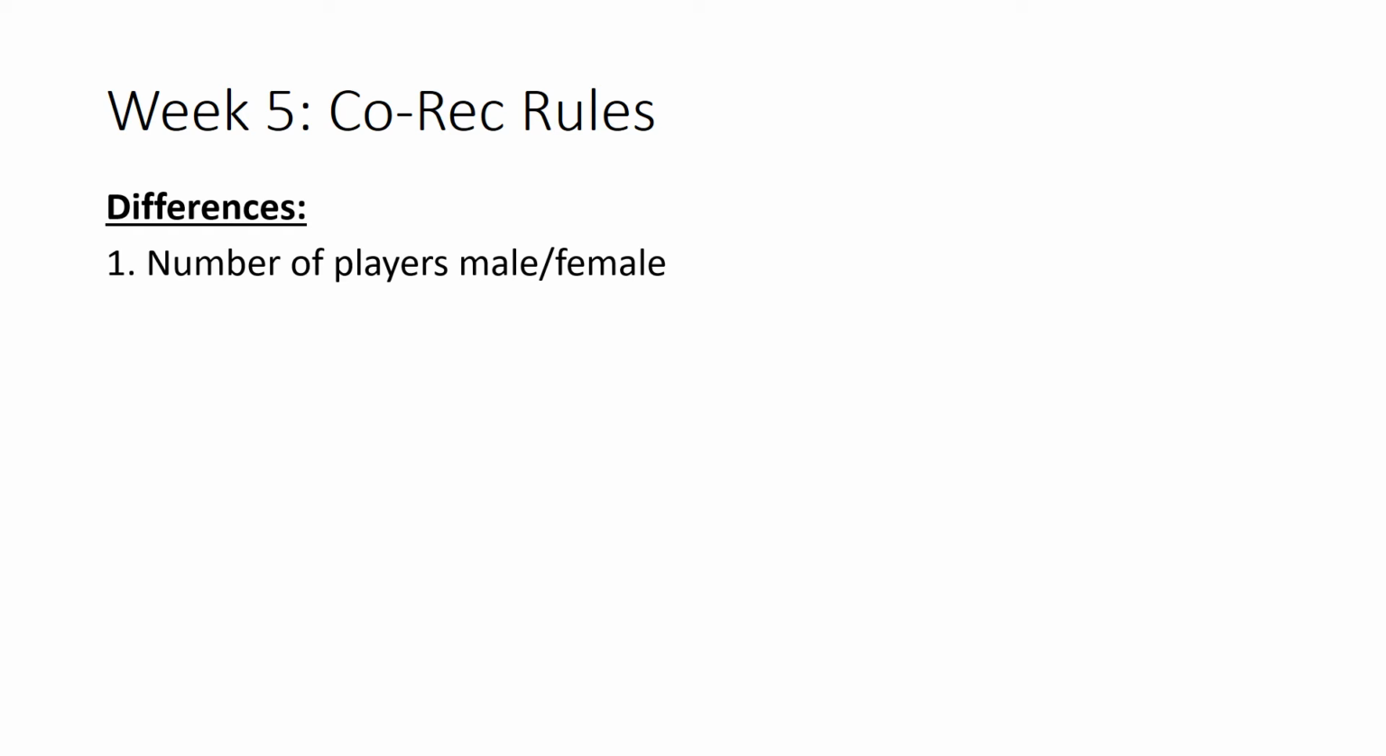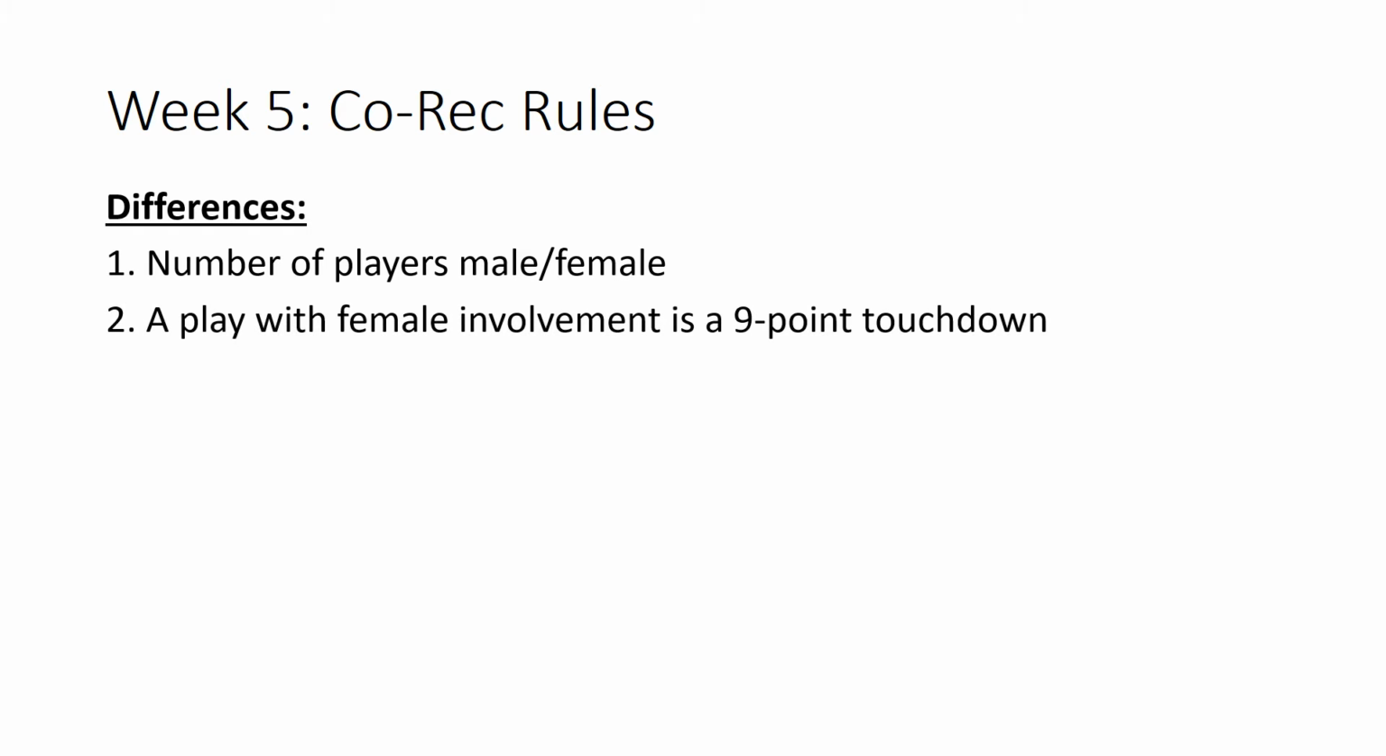The first difference is the number of players. 8 players, with 4 being female and 4 being male. A play with female involvement will earn a 9-point touchdown. We'll talk about the different types of involvement and requirements to earn that 9-point touchdown. A team cannot have 2 consecutive male-to-male completions. We'll talk about how a team can open up a play to have another male-to-male completion, and what happens when a play is closed when you've already had a male-to-male completion. Finally, male runners cannot advance the ball through the line of scrimmage without certain criteria happening first.